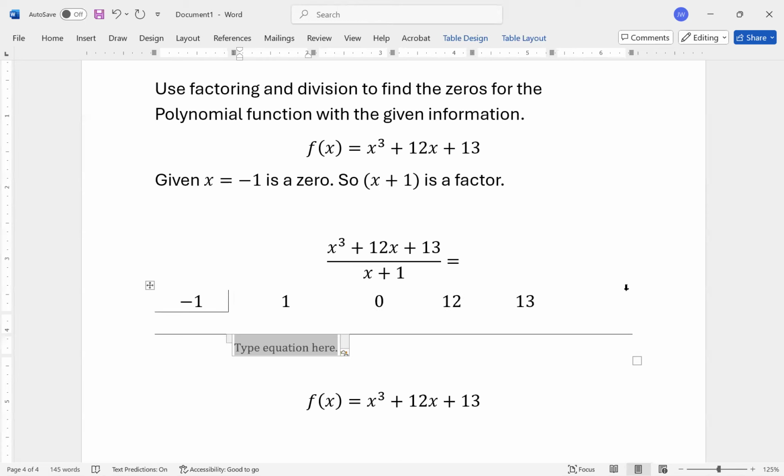So the 1 drops down. We multiply that by a -1. 1 times -1 is -1. Add those two up, you get a -1.